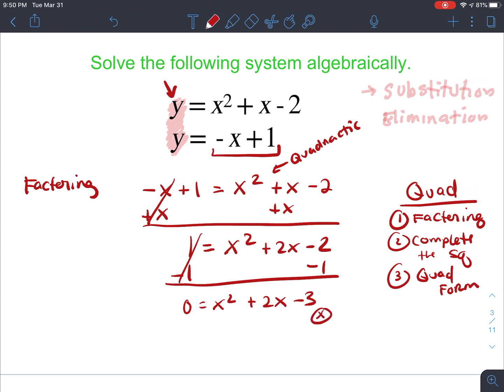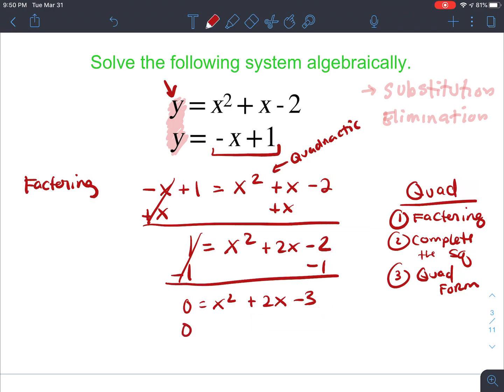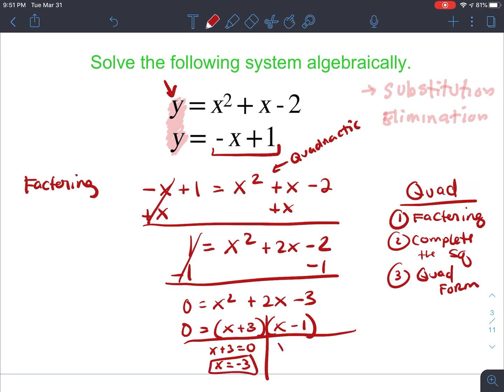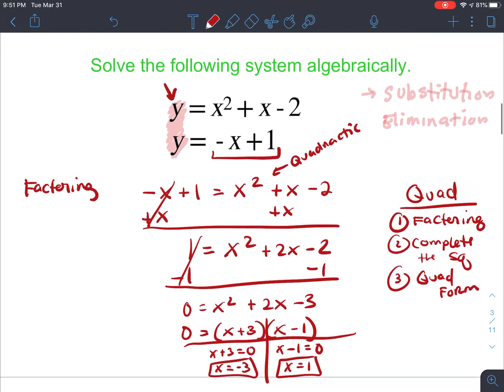We look to see if we can factor it. Well, in this case, we're going to look for two numbers that multiply to negative 3 and add to a positive 2. Well, those two numbers are positive 3 and negative 1. So those go directly, positive 3 and negative 1. Okay, now because it's all set equal to 0, we can set each one of our factors equal to 0, and we get x is equal to negative 3, and x is equal to a positive 1.